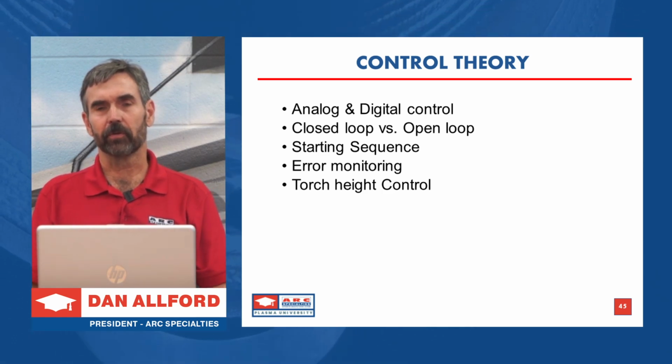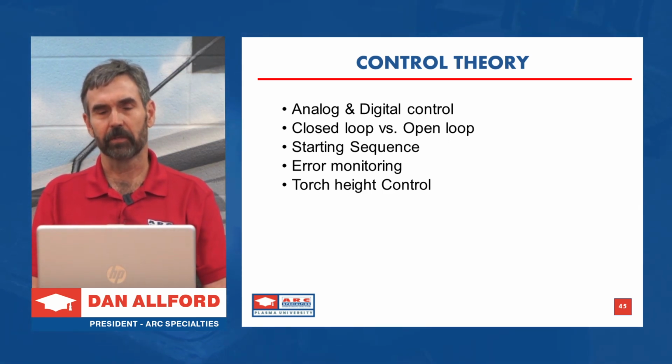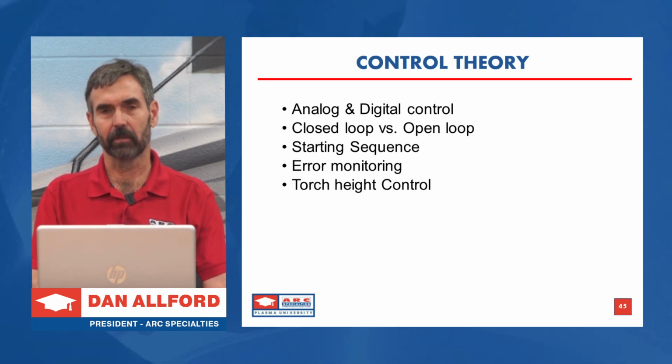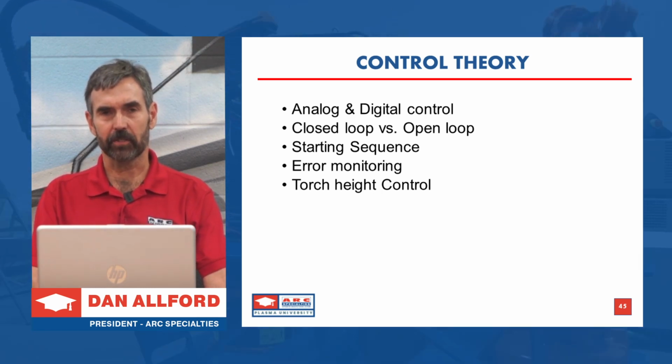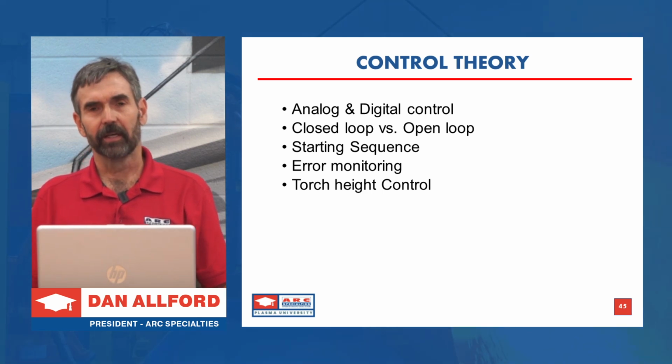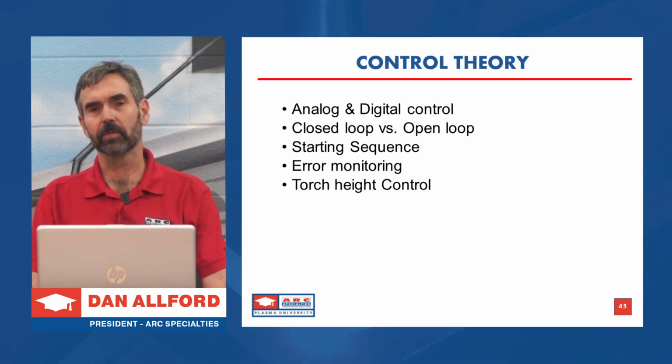If we see open circuit voltage, that means the arc has not been established, but as soon as we see welding voltage, then the arc has been established. And so that's the sequence. That's just to get the arc going. And then we start at a low current. We don't want to start at full current.